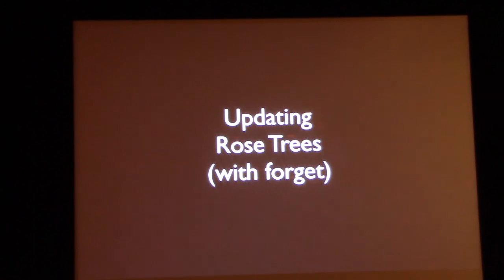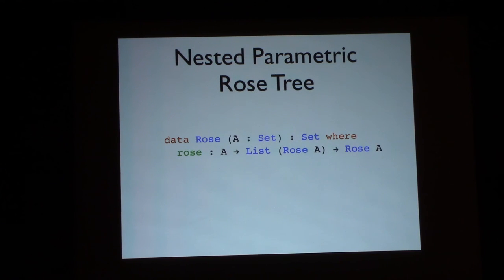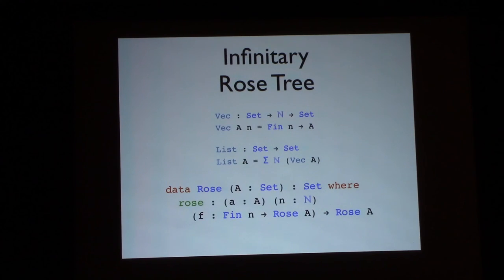So now we're going to get to the interesting part. We're going to talk about updating rose trees. So a rose tree is typically defined like this, right? So we have a constructor called rose, and it has an A for a value at the branch position, and then a list of branches of roses, right? But we're not going to use this. I want to show an example of writing functions for infinitary types. So we're instead going to define an infinitary rose tree like this.